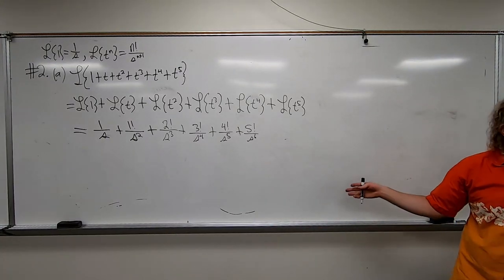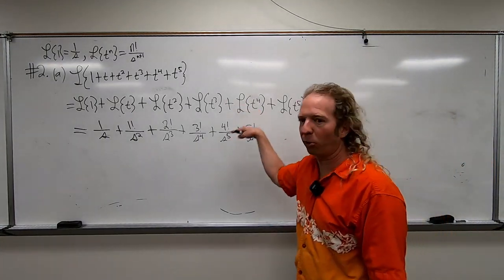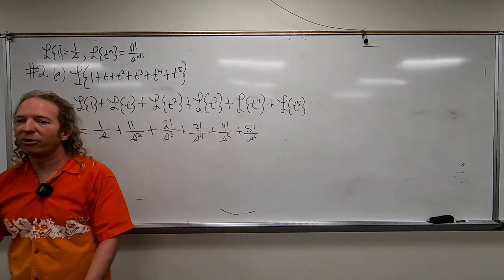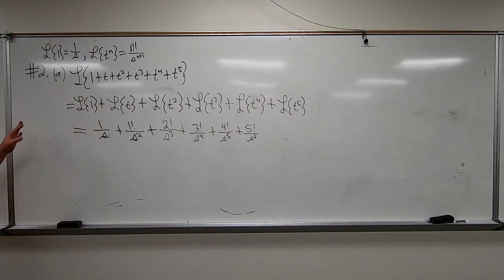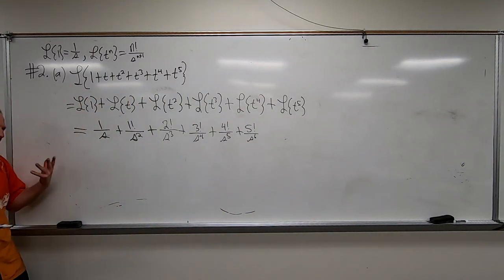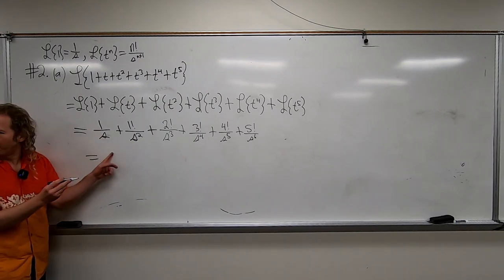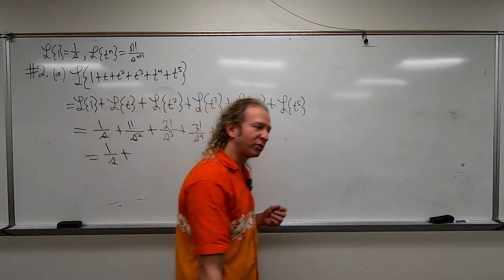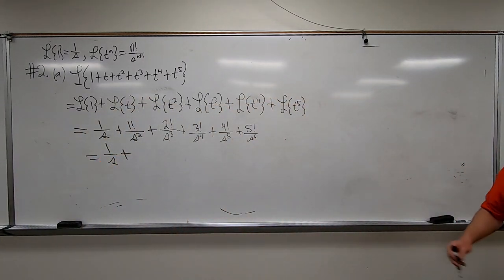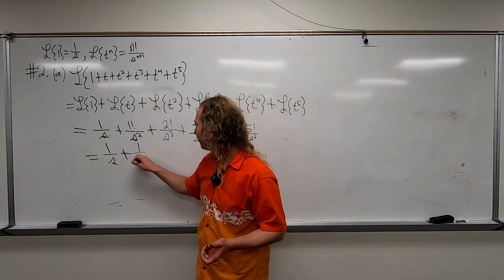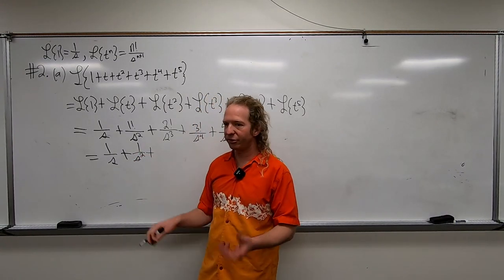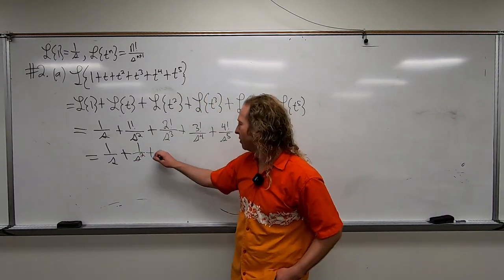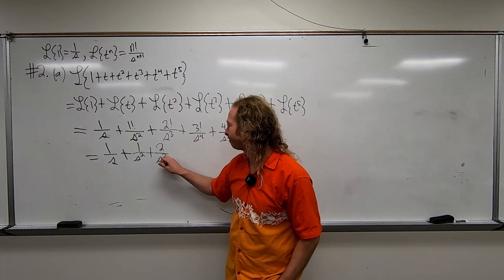Okay, you can skip steps. I overdo it and I show multiple steps. Why? I don't know. I think when you get to the shifting stuff, the notation's really important, so that's just a habit. It's 1 over s plus 1 factorial is 1, so it's just going to be 1 over s squared. 2 factorial is 2 because it's 2 times 1, so 2 over s cubed.